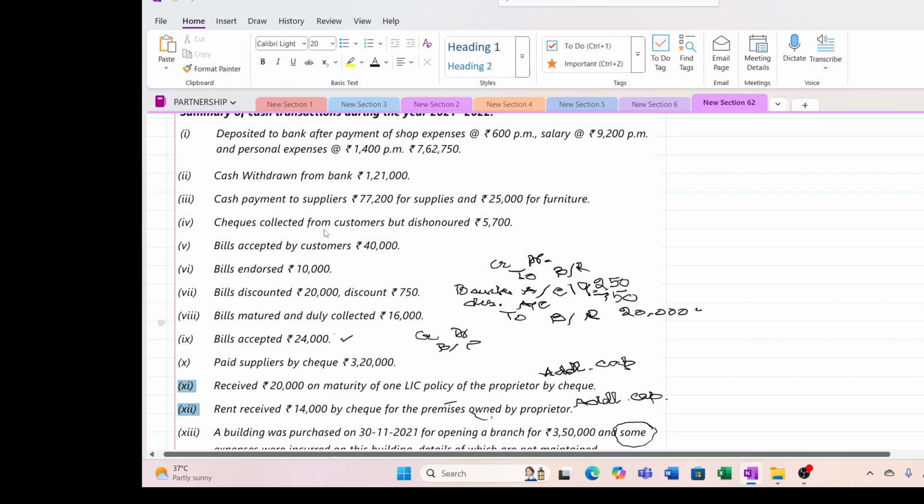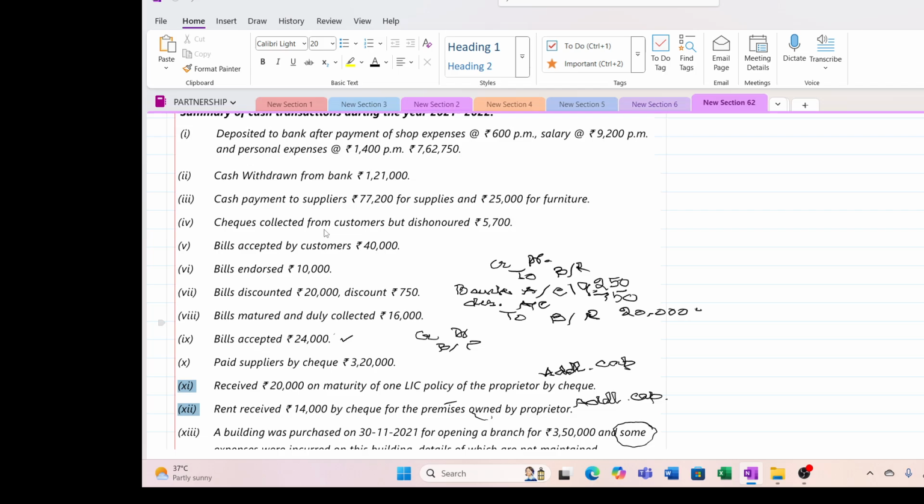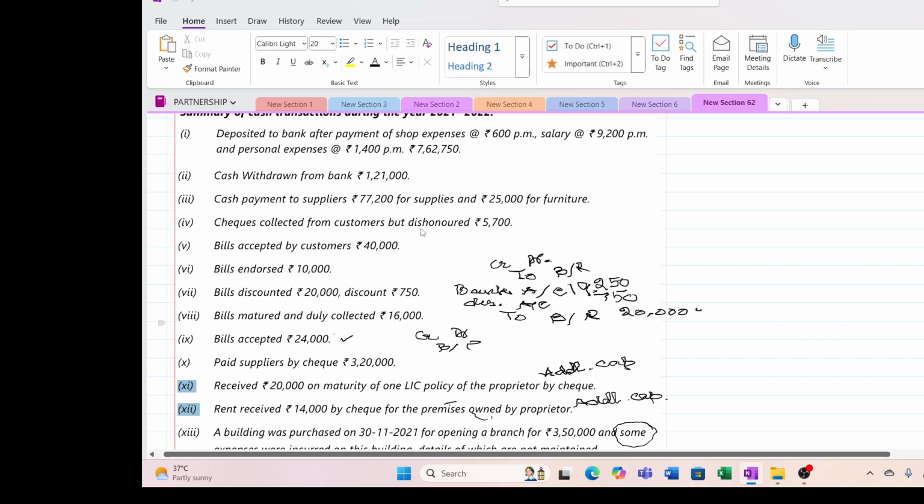And you have to keep in mind that in the beginning itself they have given that the purchases and sales were made exclusively on credit basis. No cash purchase, no cash sales. Cheques collected from customers but dishonored. The amount was collected but the next day or same day it got dishonored. Bills accepted by customers means the bills receivable account. You have received bills and you have to credit the debtors.